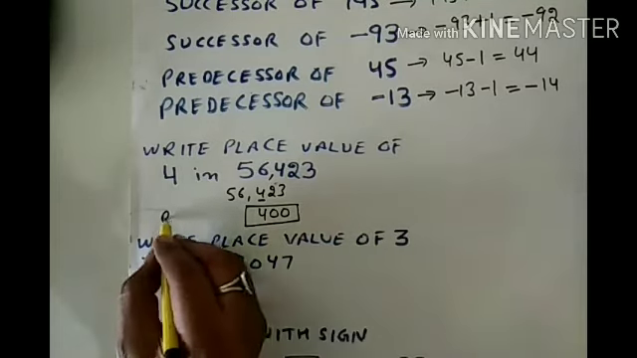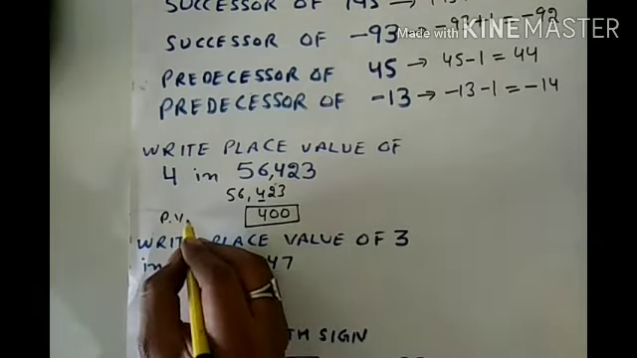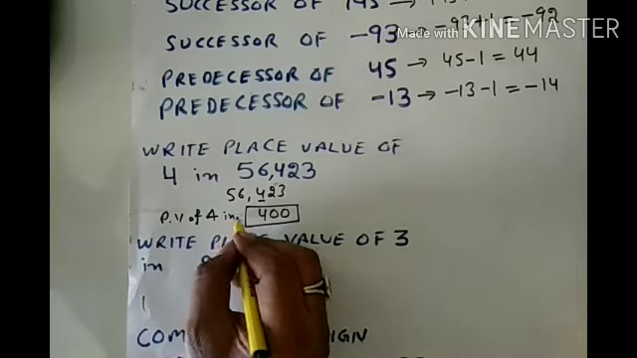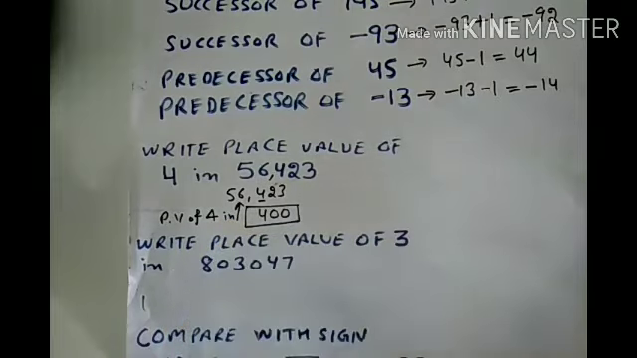Therefore, the place value of 4 in the given number is 400.